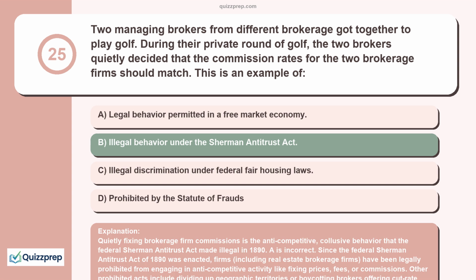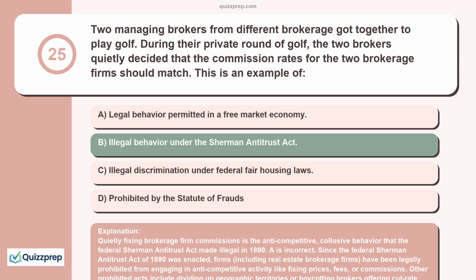Quietly fixing brokerage firm commissions is the anti-competitive, collusive behavior that the Federal Sherman Antitrust Act made illegal in 1890. A is incorrect. Since the Federal Sherman Antitrust Act of 1890 was enacted, firms, including real estate brokerage firms, have been legally prohibited from engaging in anti-competitive activity like fixing prices, fees, or commissions. Other prohibited acts include dividing up geographic territories or boycotting brokers offering cut-rate discounts.